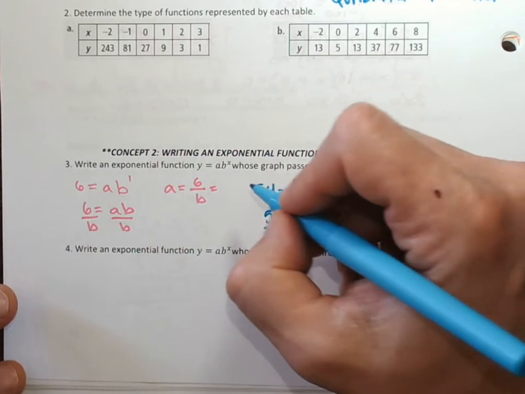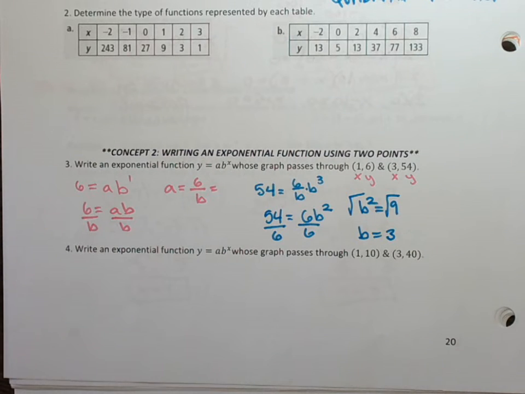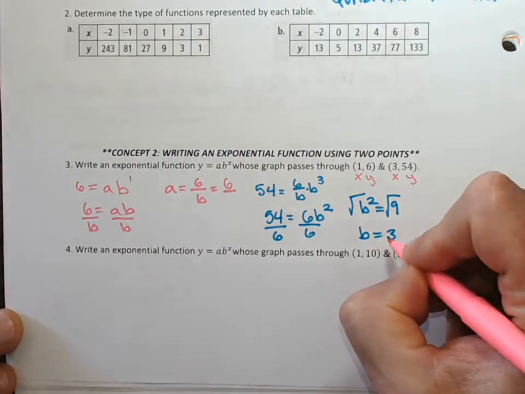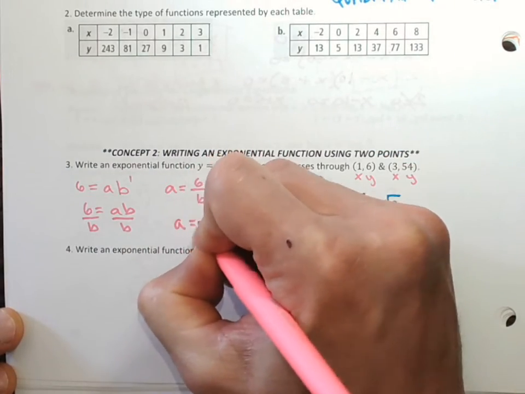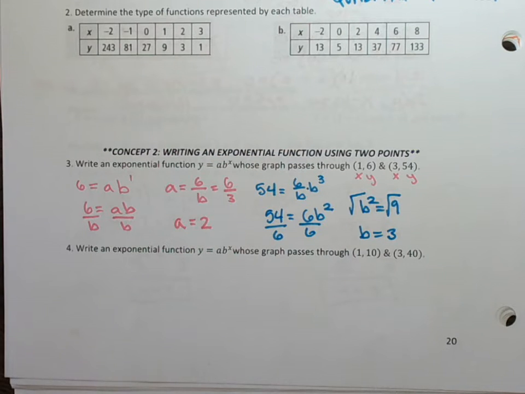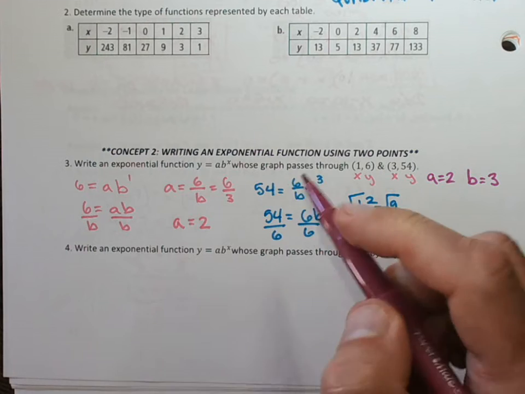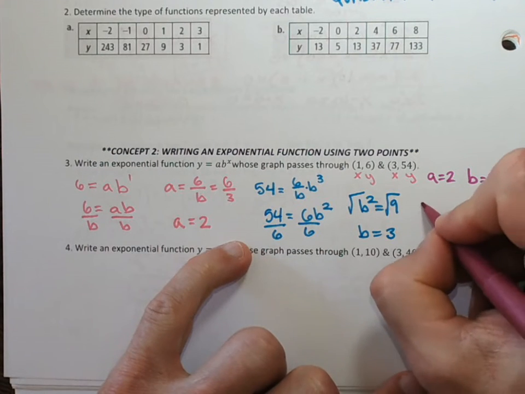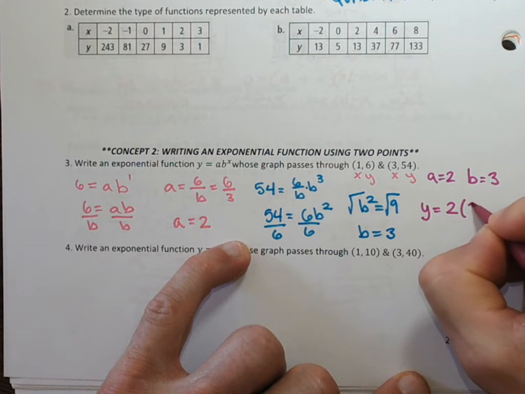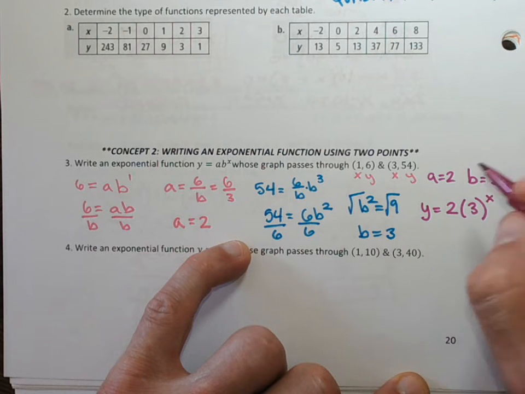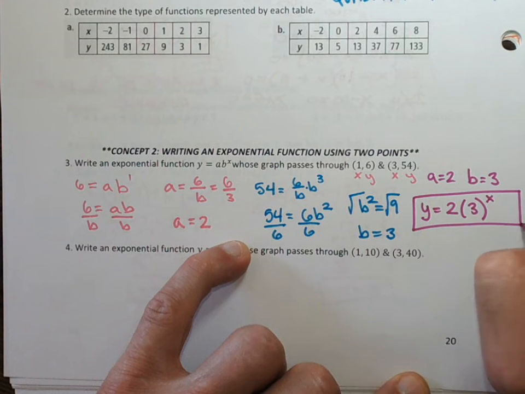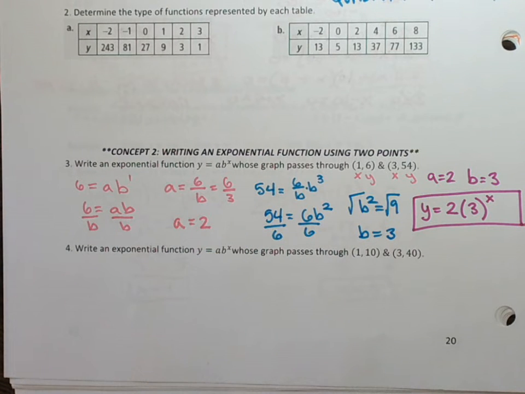Alright, and that's what I'm going to put in over here to solve for a. 6 divided by b, which is 3, a equals 2. Alright. Awesome. So now I got a is equal to 2, b is equal to 3, and I plug it back into that equation right there. y equals 2 times 3 to the x power. And now I have our exponential function right there. Alright, that is concept 2.